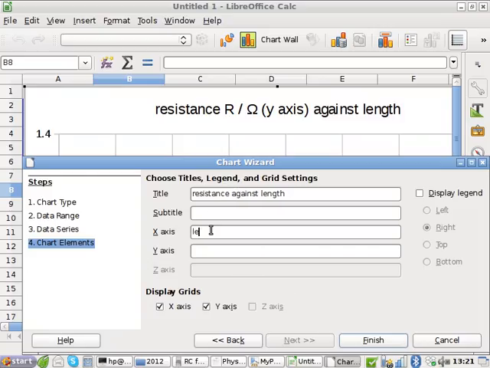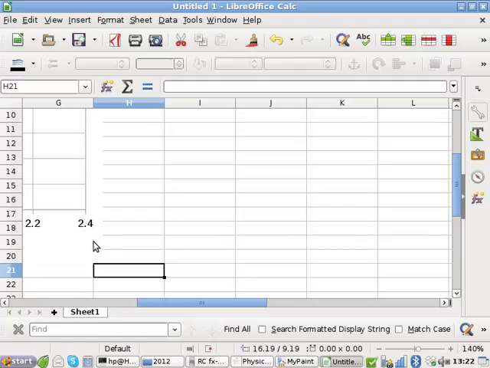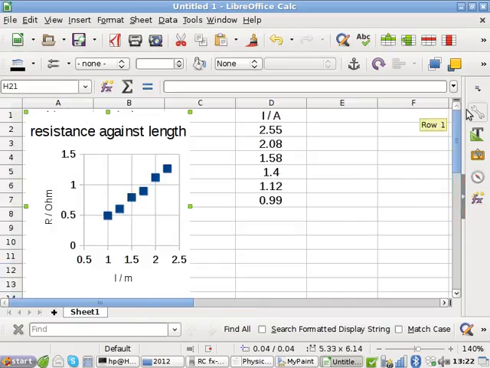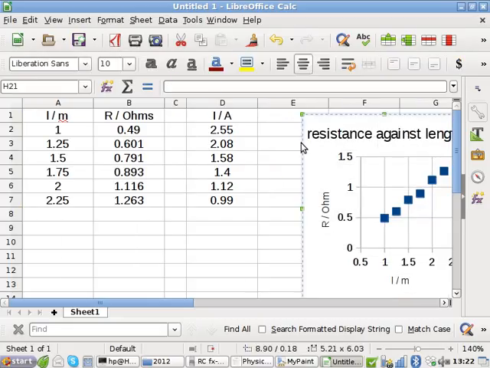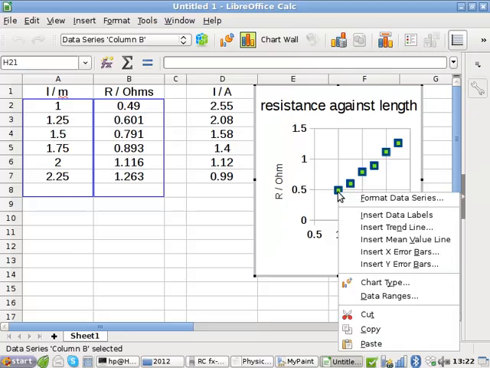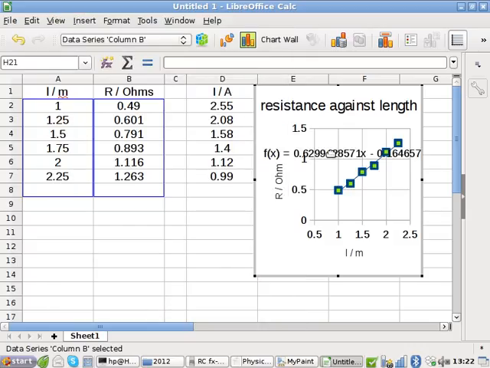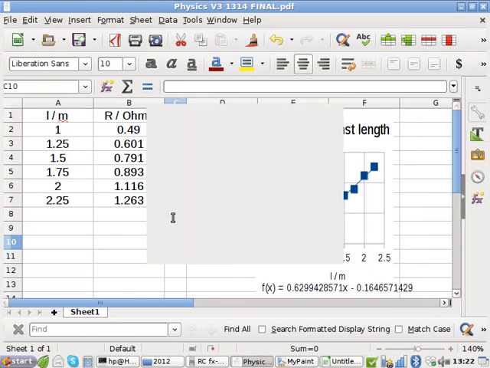And on the x-axis is L in meters, and on the y-axis is R in ohms. Let me get this graph. It's too big, of course, so let me just shrink it down a bit. It's small, but it doesn't matter. It practically is a line. Let me put the line in. There we go. Right, that's all nice. So that answers that for 4 marks.